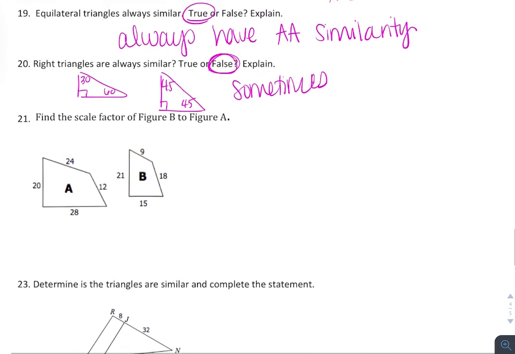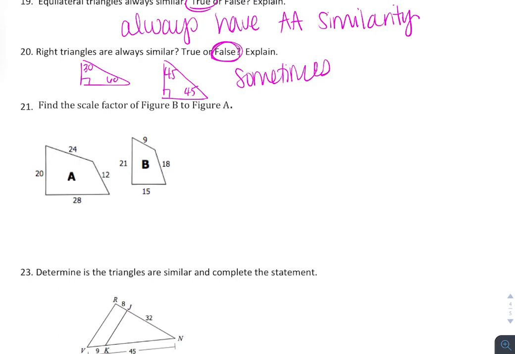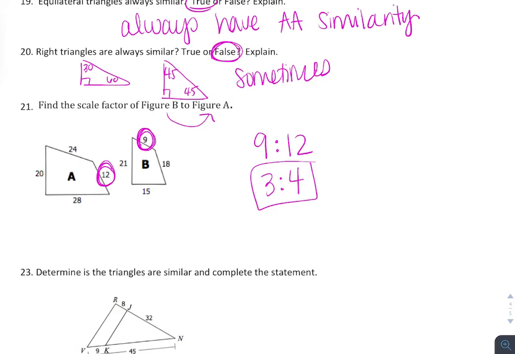All right. Then it says find the scale factor. So we're going to take the smallest side on A, which is 12, the smallest side on B, which is 9, and it says find the scale factor from B to A. So we're going to take our B smallest value and then our A value, and then just reduce that down. Those are both divisible by 3, so we're going to have a scale factor of 3 to 4.